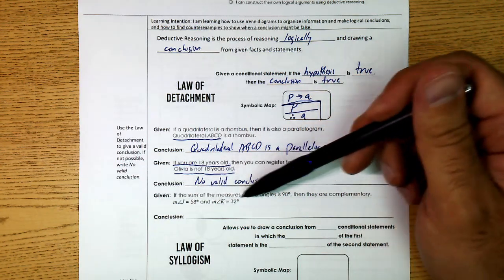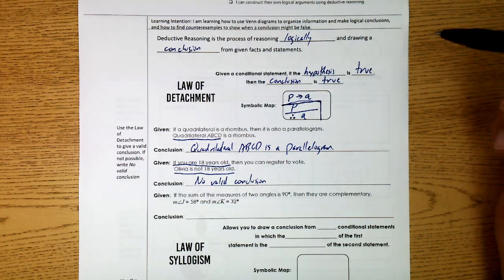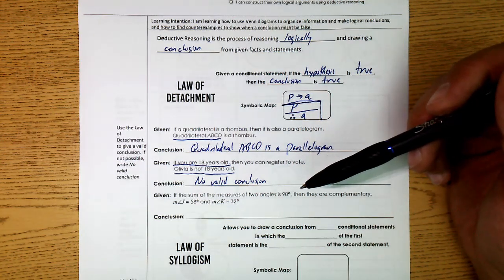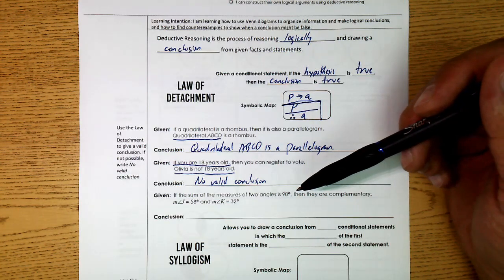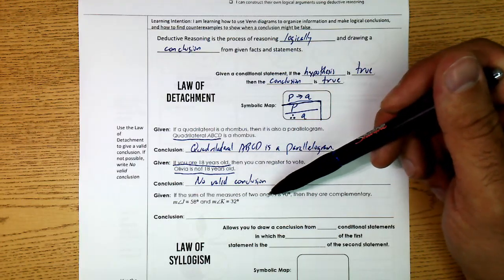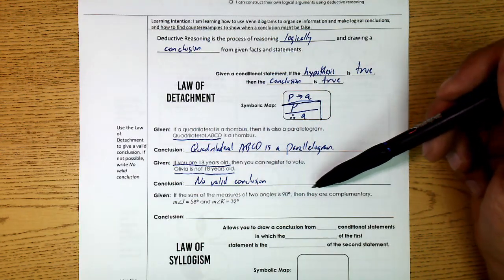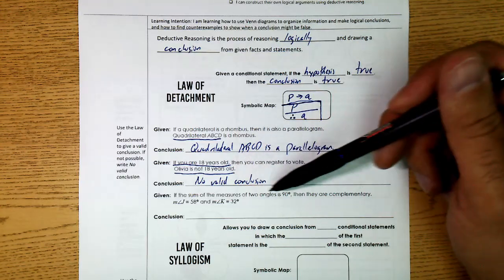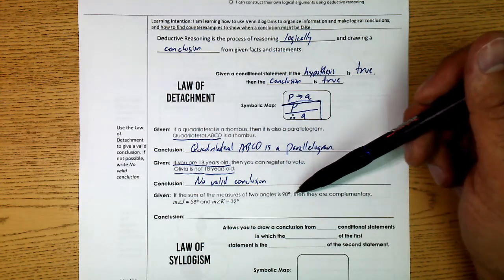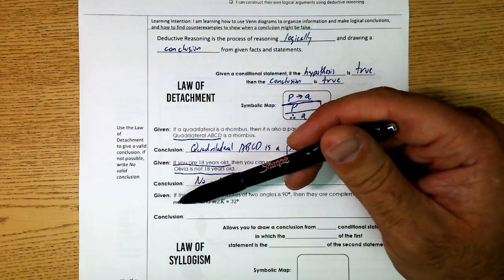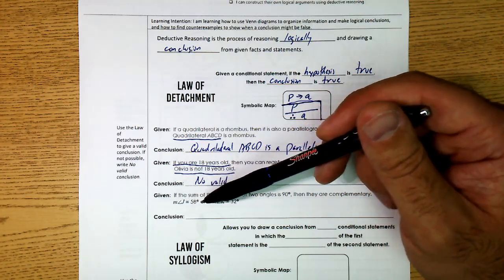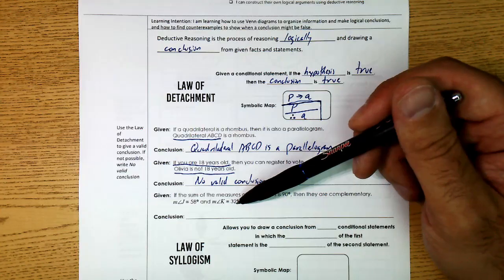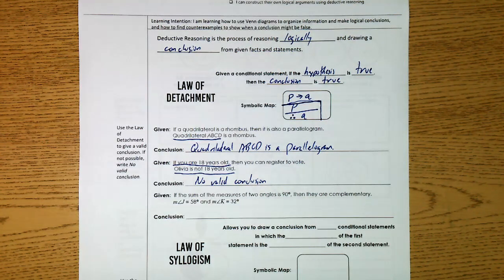I want you to take a second. Try that last one. Just give it a chance. Pause the video, and we'll be back in a second. All right, let's get back to it. If the sum of the measures of two angles is 90 degrees, then they're complementary. We did this last chapter. We know when two angles add up to 90 degrees, they're complementary. So the statement they gave us is the measure of angle J is 58 degrees, and the measure of angle K is 32 degrees. So, do those two angle measures add up to 90?